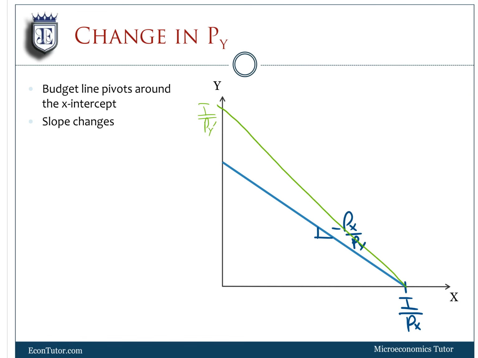If the price of Y goes up, then it rotates inwards, right? So this is I over py double prime. Both of these are going to change the slope, right? So this makes it steeper, this makes it flatter. So this is going to be negative px, the same px, but a lower py, right? So that's why this is a steeper line.